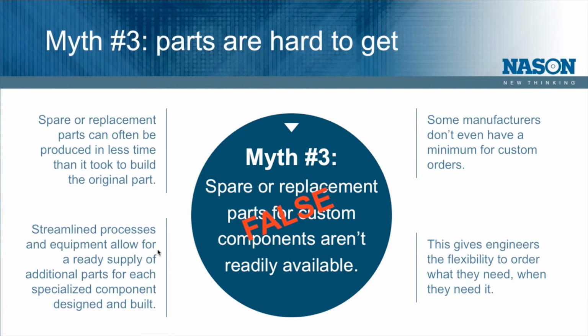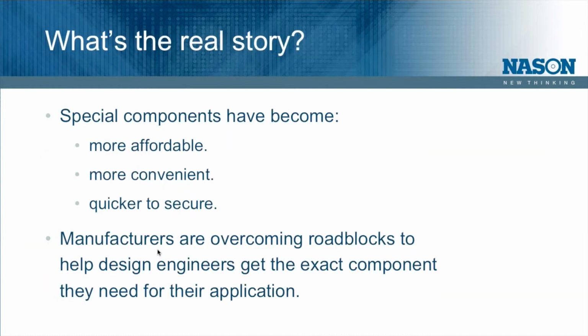Some manufacturers don't even require a minimum order for custom components, giving engineers the flexibility of ordering what they need when they need it. So what's the real story? Over the years, these special components have become more affordable, more convenient, and quicker to secure. With a growing number of complex and precision applications, manufacturers are overcoming previous roadblocks, ensuring that design engineers get the exact component that they need for their application.